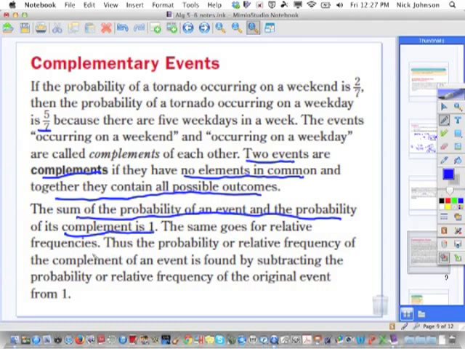Same goes for relative frequencies. Thus, the relative frequency of the complement of an event is found by subtracting the probability or relative frequency of the original event from 1.